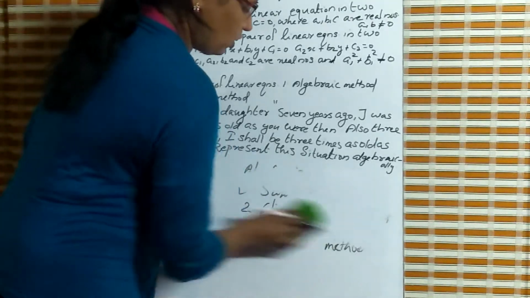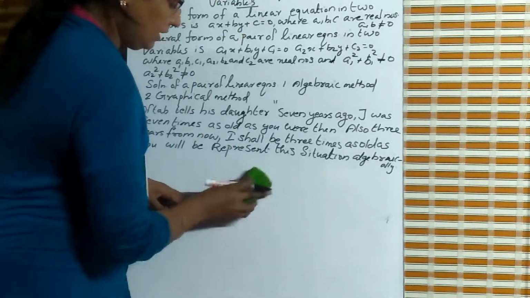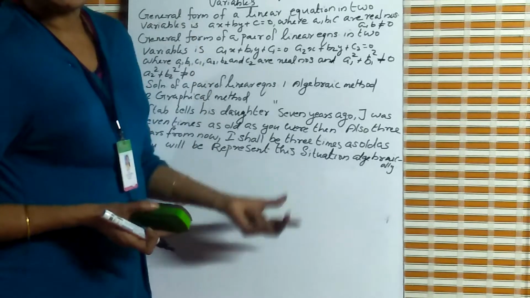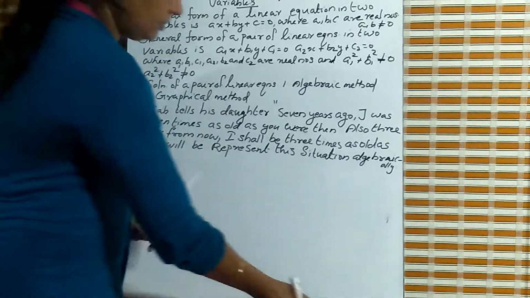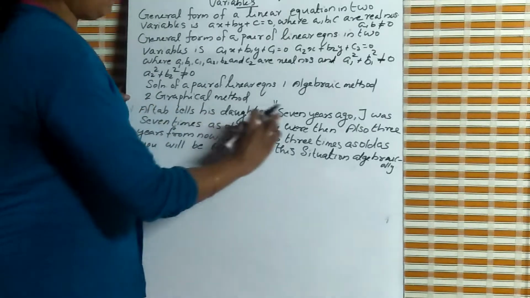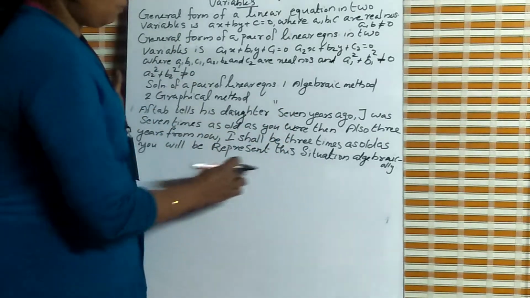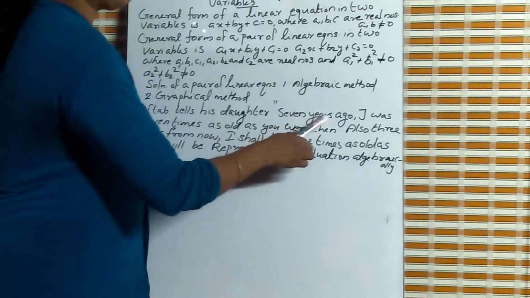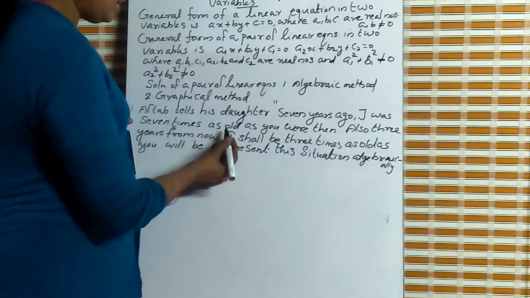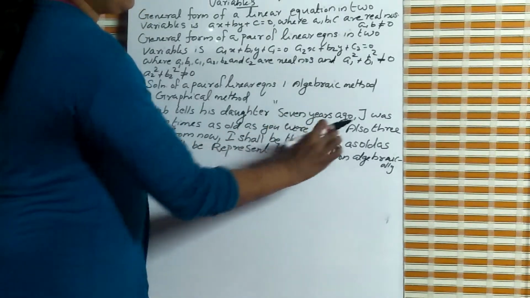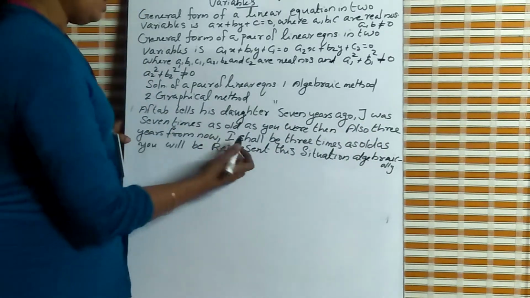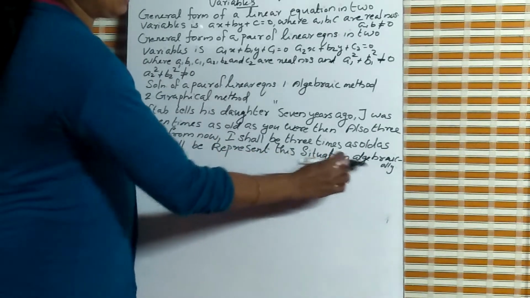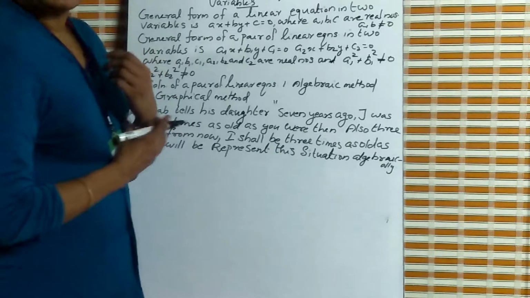Now listen, to find the values of x and y, we are given statement form of questions. First we frame equations, then solve those equations. Here is one statement form of question. You have to frame the equations. Read this question. Aftab tells his daughter, 7 years ago, I was 7 times as old as you were then. Also 3 years from now, I shall be 3 times as old as you will be. Represent this situation algebraically. That means we have to frame equations.